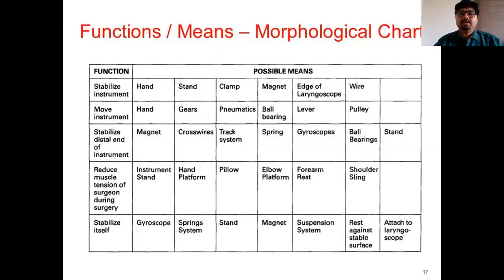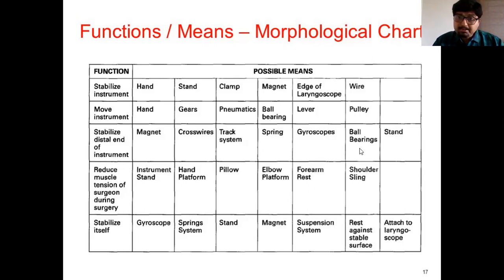And on similar lines, one more example is given here. For the function of stabilizing the instrument, moving the instruments, stabilize the distal end of instrument, and reduce muscle tension of surgeon during surgery, stabilize itself. So possible means are either through hand or stand or clamp or magnet, edge of laryngoscope, wire, and for moving instrument: hand, gates, pneumatics, ball bearing, lever, pulley.